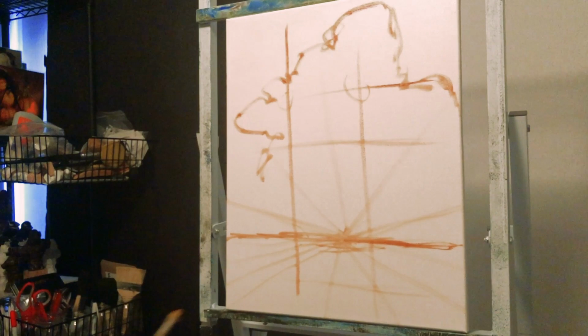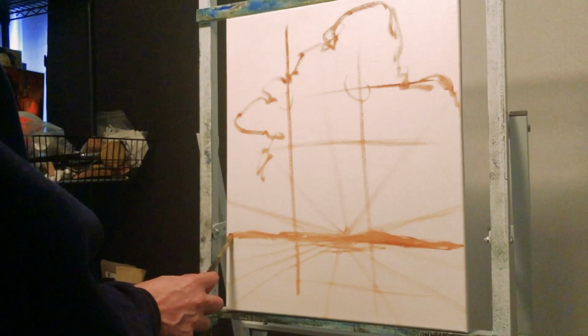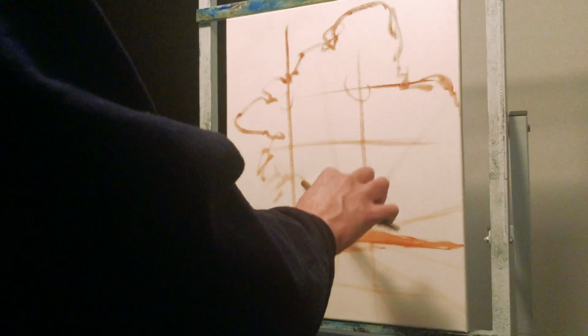So I know right now this looks like a bunch of squiggles, and I'm just trying to demonstrate something that can be understood. I sometimes do an underpainting like this. If you want to call this an underpainting, we can really get in here and just start adding some tone and value.